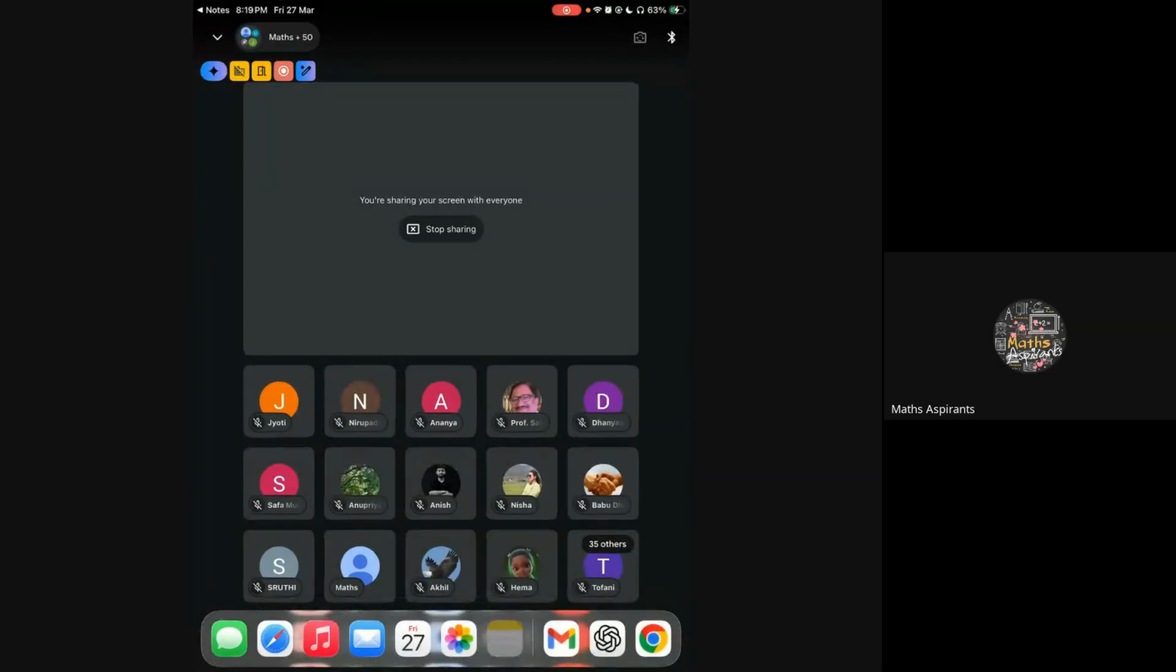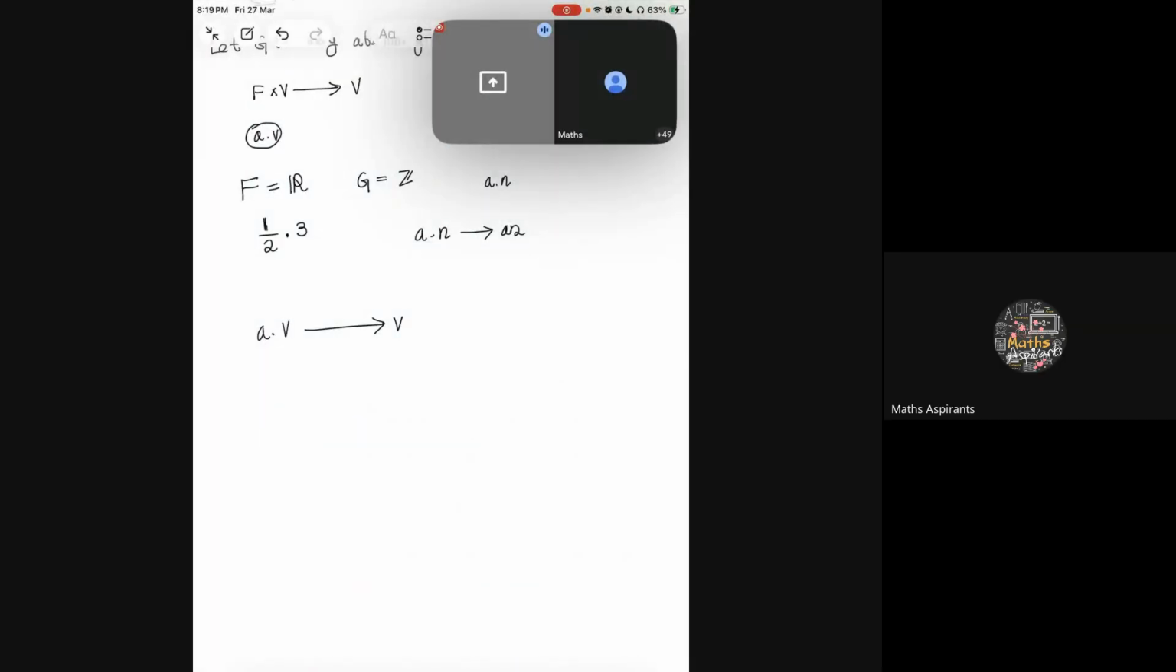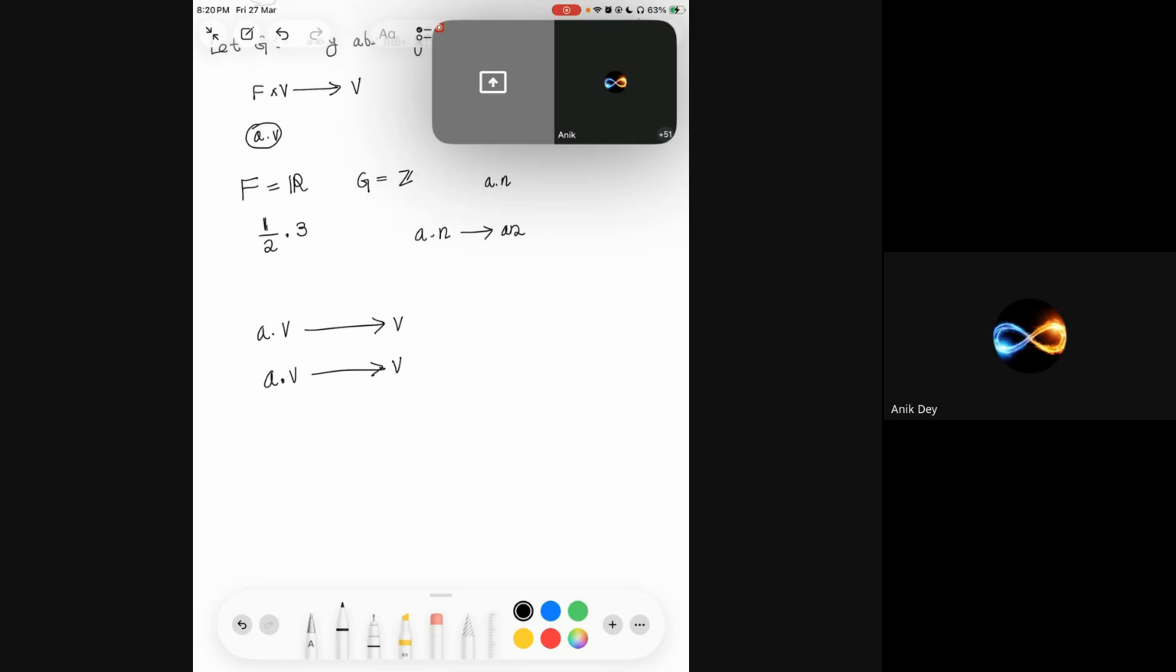Okay. So I was talking to Onik. Onik, you are saying that the map must be a·v goes to v, right? This will be for every scalar, right? Hello? Is the person who gave me this map in the meet? Hello, sir. Yes, sir. Actually, the battery went down. It's okay. So you are telling me that for every scalar a, a·v goes to v, right? Yes, this might be a map.